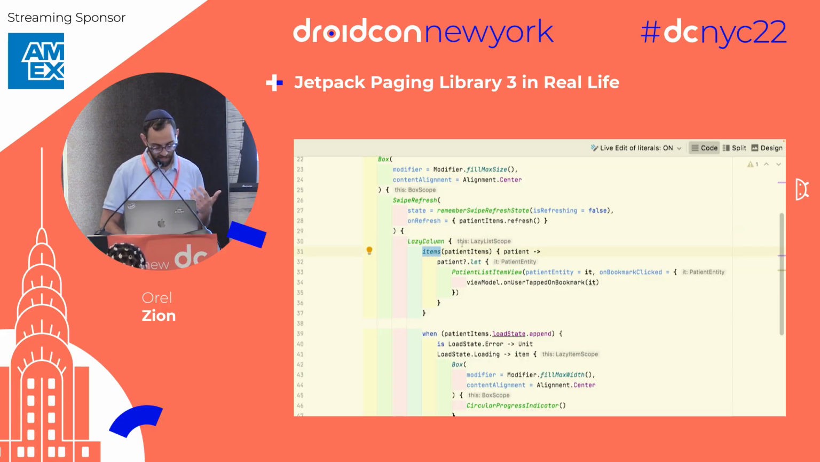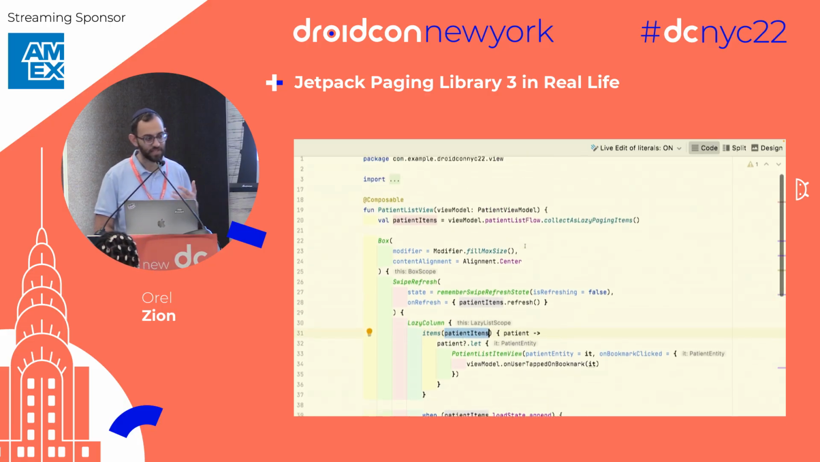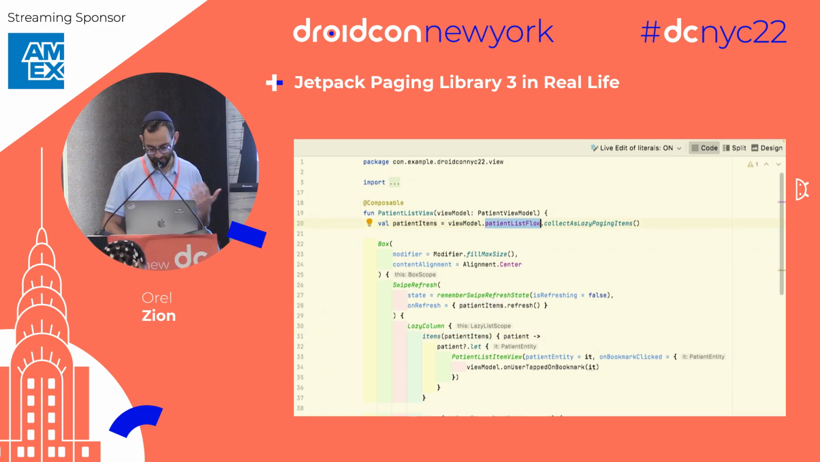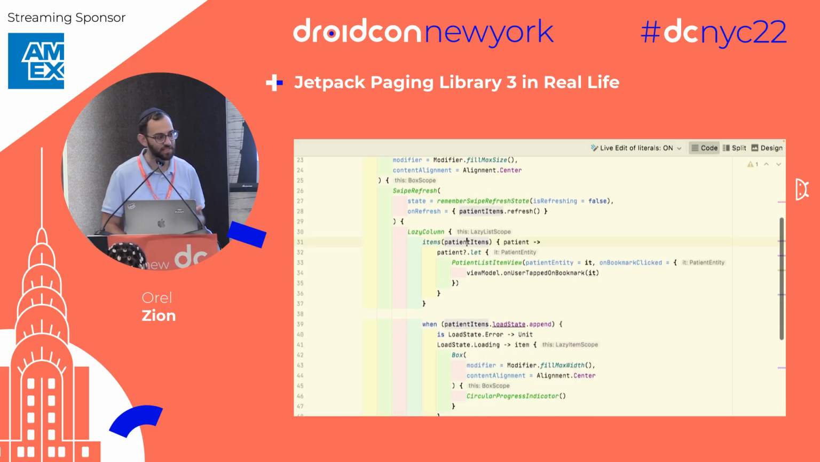But how do I connect that with everything that we saw earlier? How do I connect that with the paging items? We saw earlier that we need to go to a view model, listen to the flow, and add the paging data to the adapter, right? We don't do that anymore. We have the items in here. So these patient items, what is this? It's actually very simple. It's the same flow that we saw before. We're just adding this neat method, collect as lazy paging items. It's something that they added for Compose.